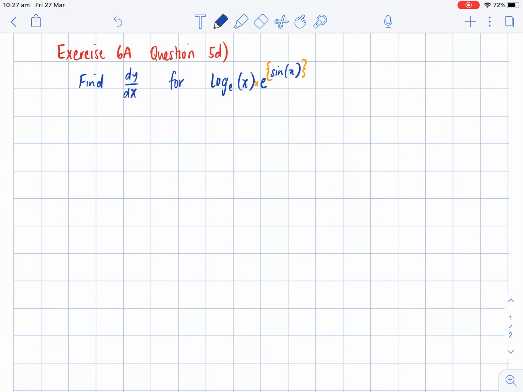Okay, so let's start. I'm going to start with just let u equal log e of x, and then I can differentiate that part to get 1 on x. Okay, so that's my first half of the function differentiated. And then my second part is v equals e to the sine x. And so this is the chain rule part.